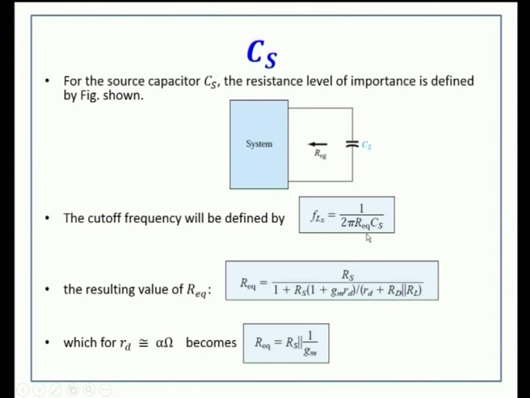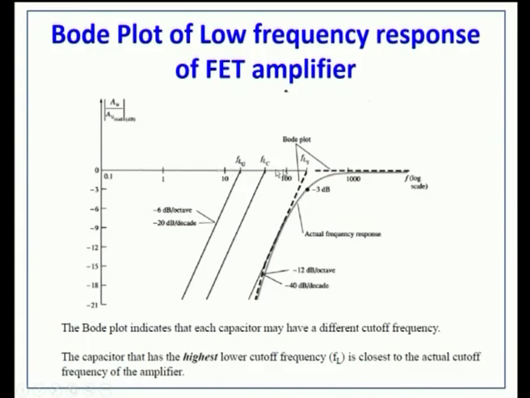So, as in the case of the bipolar junction transistor, we have three capacitance effects, two effects by the coupling capacitors CG and CC, and one more effect by the bypass capacitance CS. Because of these three capacitance effects, we got three lower cutoff frequencies FLC, FLG and FLS. So, this is the Bode plot we have seen earlier while we discussed the bipolar junction transistor.